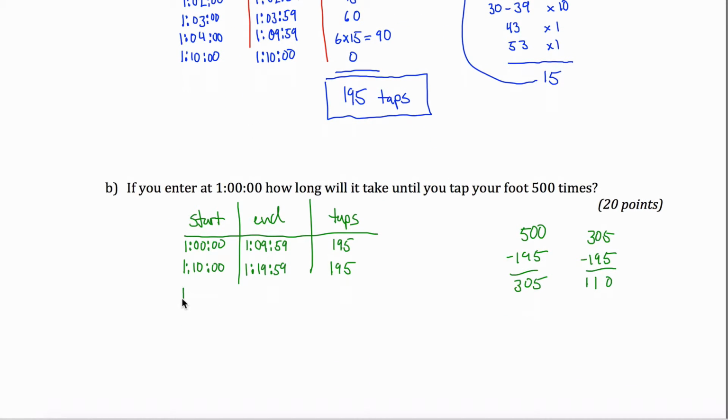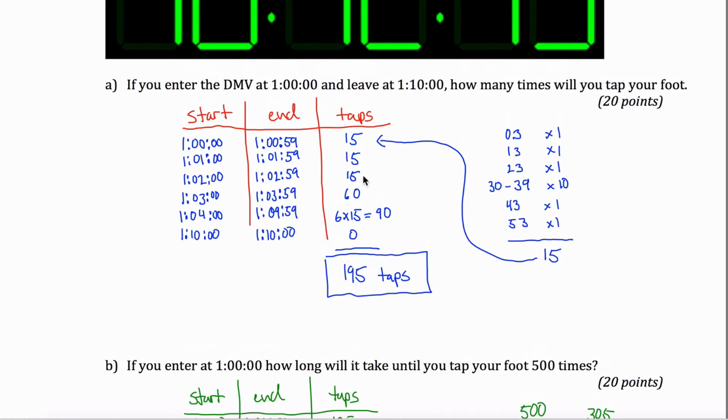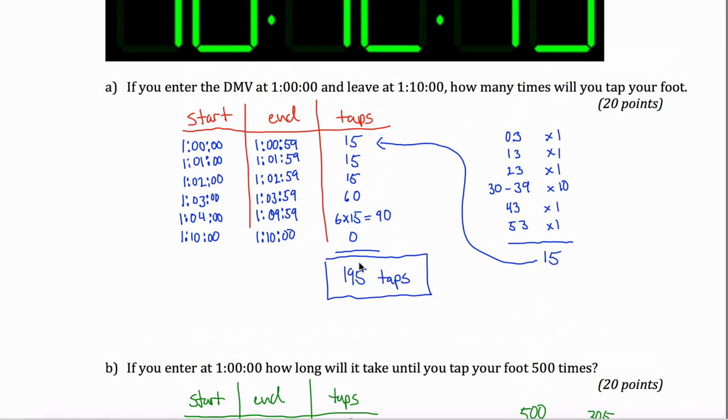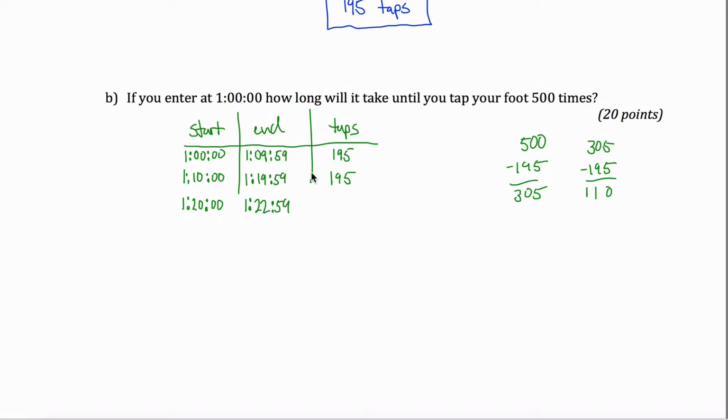So what I'm going to say is from 1:20:00 all the way up to, and I'm going to account for these first three 15s here, 1:22:59, I would get 3 of these groups of 15. And so now my running tally over here, I do 110 minus 45, and I end up with 65. So I need 65 more.